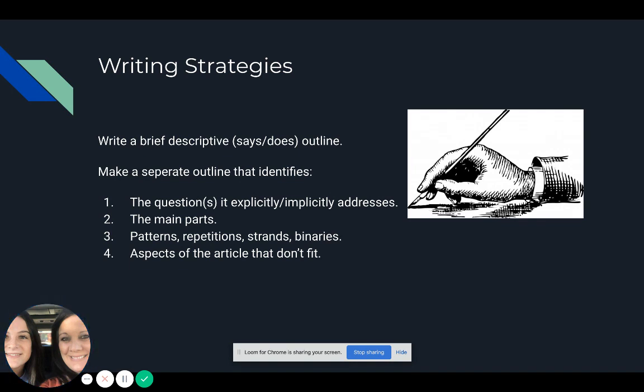So looking at the idea that the author may use specific terms, but then those terms may be very different in meanings. The last thing that you want to do for writing strategies is to look for aspects of the article that don't fit or don't belong. This again is called an anomaly. So looking for something that doesn't quite work in the article, thinking about how or why the author added that in there. So always look for those anomalies. I know that I see them a lot when I come across things in my reading, and I know that you guys should be looking for those things as well in yours.